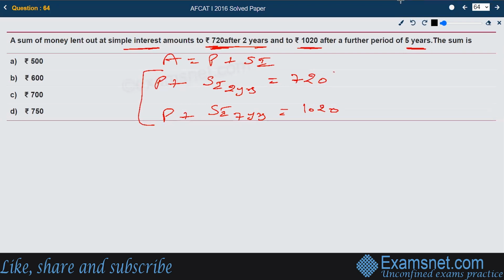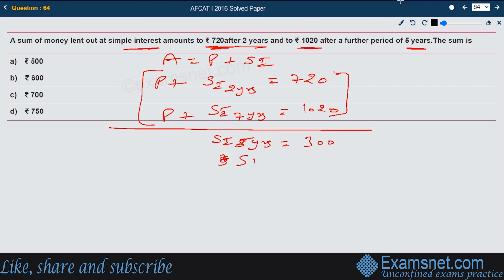The total amount is 720 after 2 years, and the total amount is 1020 for 7 years. If you subtract these two equations, you receive the SI for 5 years, which is going to be 300. So the SI for 1 year will be 300 by 5, which is 60.